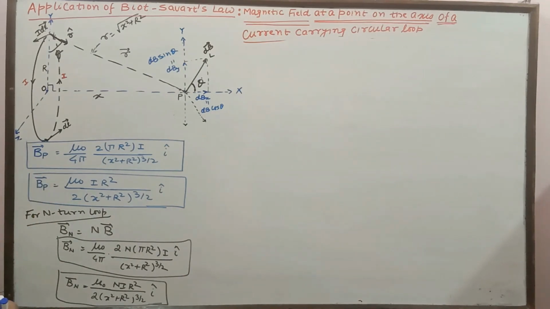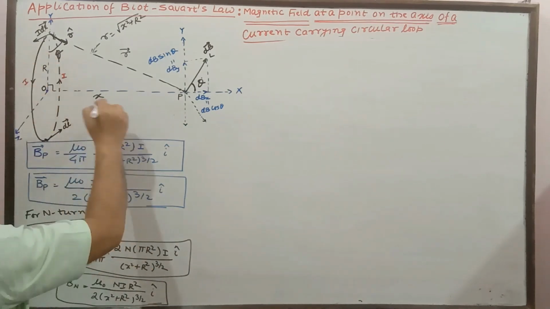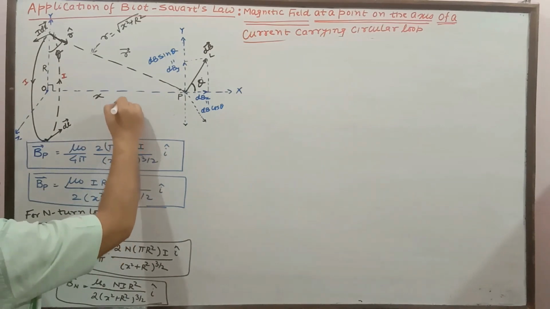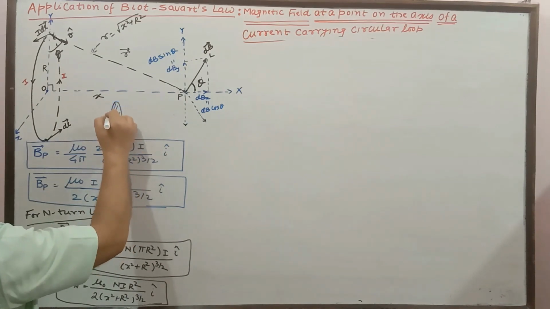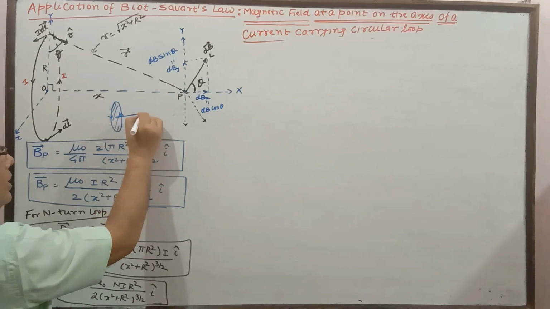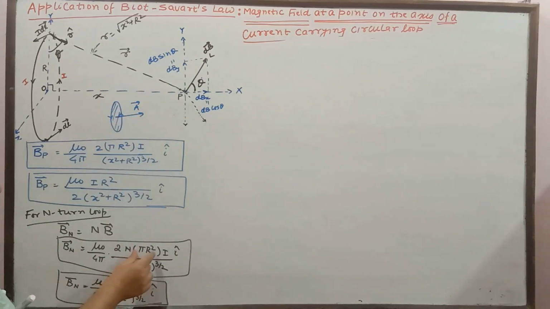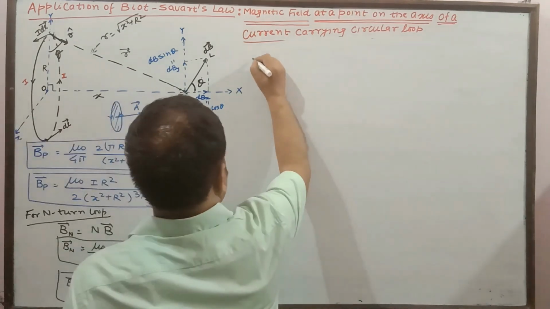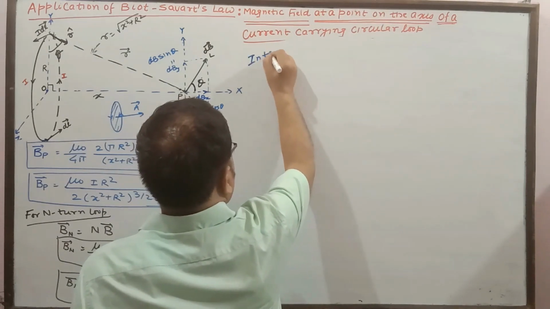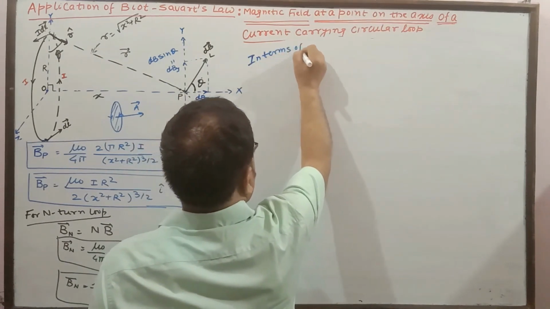The same thing can be expressed in terms of the area of the loop. If you see here, this is the turn. If I draw the area of this particular coil, the area is along this direction, so this is the direction vector of A. Here pi r square is the area. So we can reduce this in terms of area, and the same thing can be written in terms of the area of the loop.